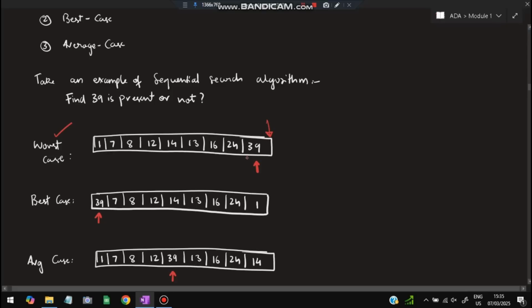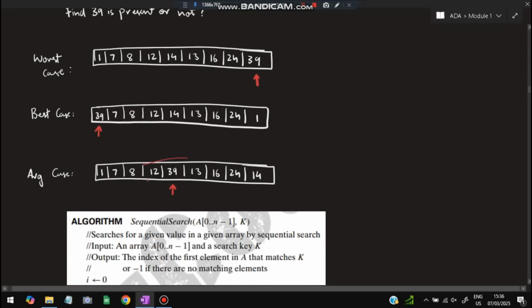Okay, this many is the maximum searches that can happen, and this was present here. So this is the worst case scenario. Best case scenario, first search only I got, this is the best case scenario. Average case means somewhere in between it was there, not the best, not the last, in between somewhere.